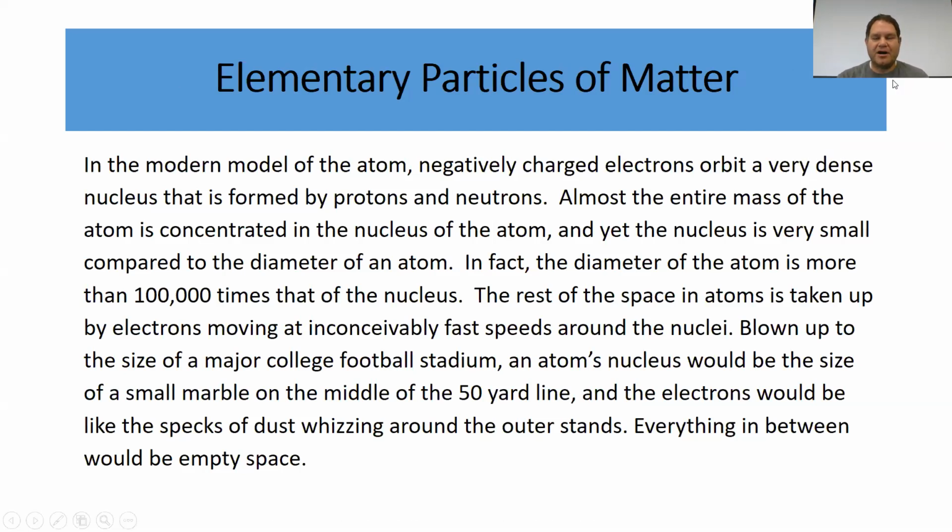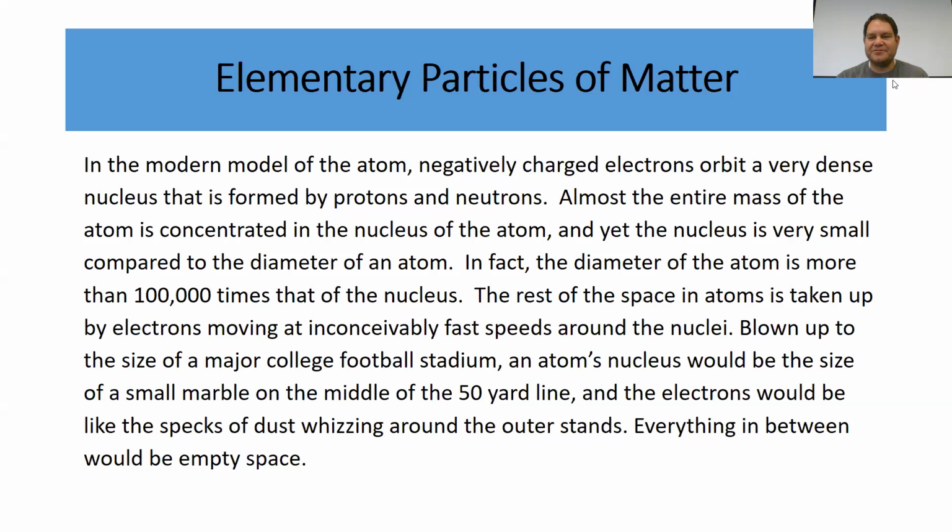in the modern model of the atom, we can essentially visualize the atom in such a manner. You have these negatively charged, very small, almost incomprehensible electrons that orbit or move around a very dense nucleus that is formed by protons and neutrons. Now, almost the entire mass of the atom is concentrated in the very center, which is the nucleus of the atom. Again, where those protons and neutrons can be found.